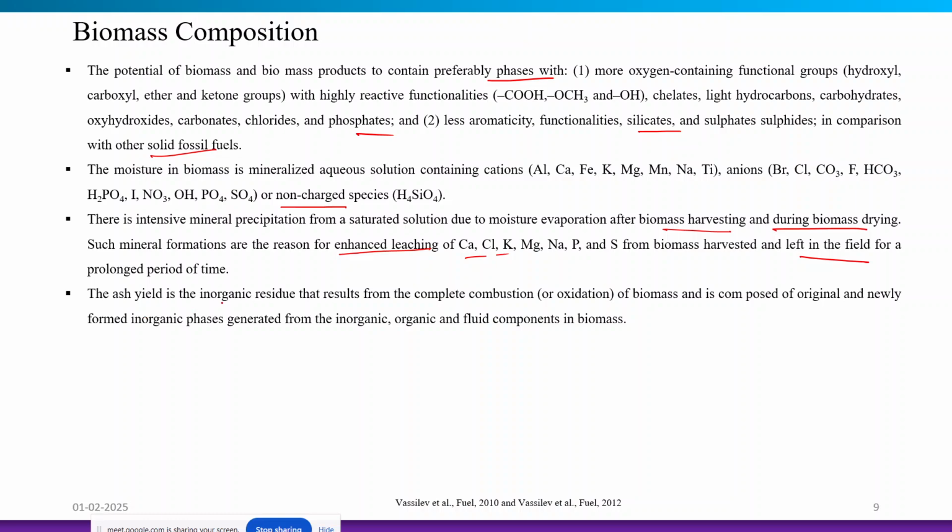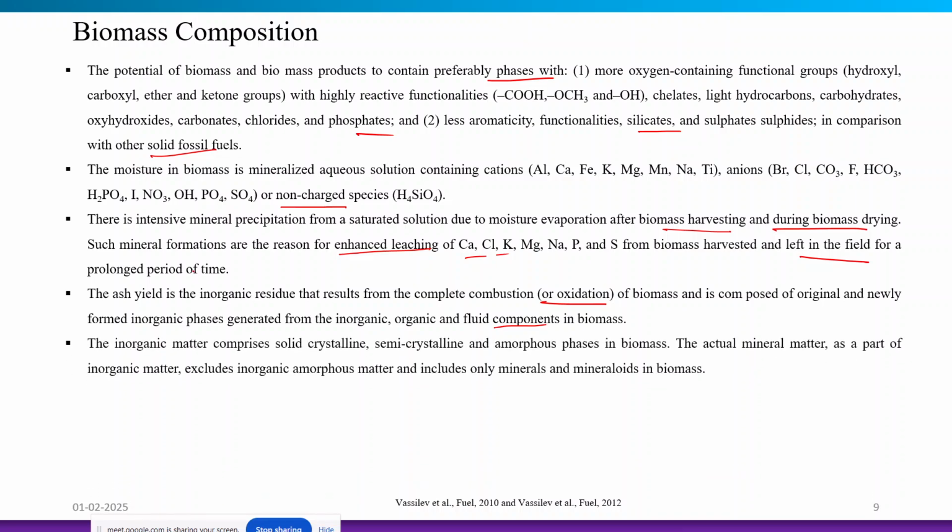The ash yield is the inorganic residue that results from the complete combustion or oxidation of the biomass, and it is composed of originally and newly formed inorganic phases which are generated from the inorganic, organic and fluid components in the biomass. The inorganic matter comprises solid crystalline and semi-crystalline amorphous phases in the biomass. The actual mineral matter, which is a part of the inorganic matter, excludes the inorganic amorphous matter and includes only the minerals and the mineraloids in the biomass.